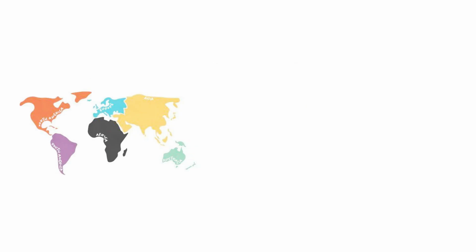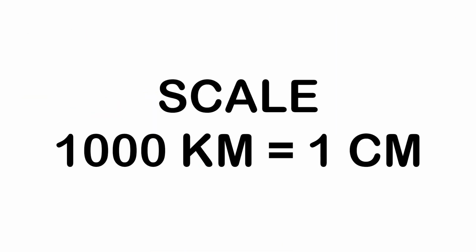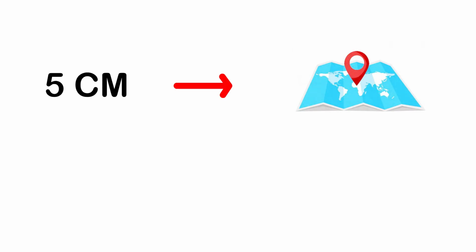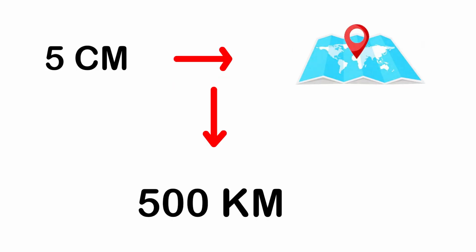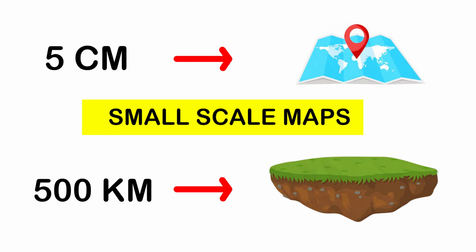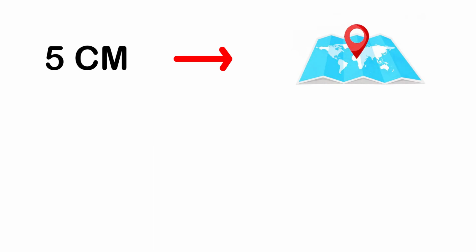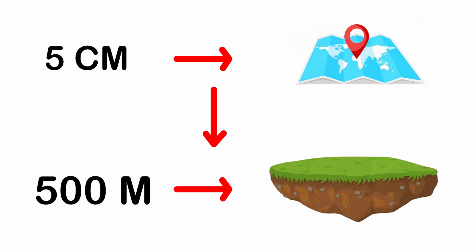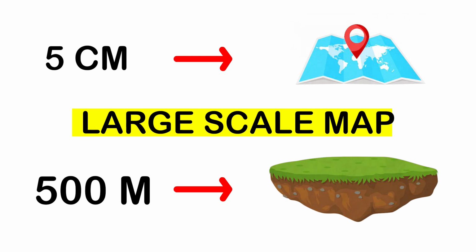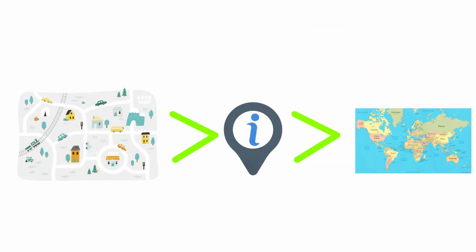When large areas like continents or countries are to be shown on paper, then we use a small scale. For example, 5 cm on the map shows 500 km on the ground. It is called a small scale map. When a small area like your village or town is to be shown on paper, then we use a large scale, that is, 5 cm on the map shows 500 meters only on the ground. It is called a large scale map. Large scale maps give more information than small scale maps.